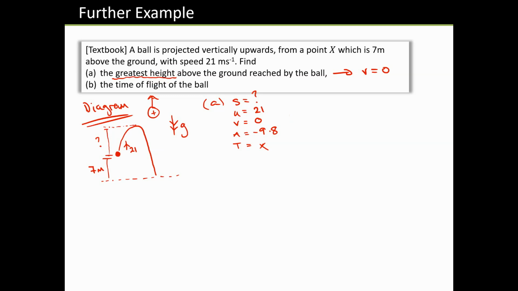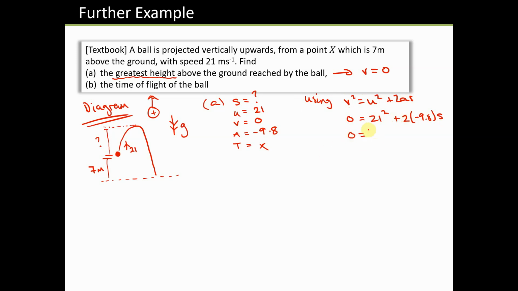You've got to stop to change direction, haven't you? So that's a key bit of information for filling out the value of v. So now we've got this, we're going to see which SUVAT equation we're going to use. That's going to be v squared equals u squared plus 2as. V squared is 0, u squared is 21 squared, and plus 2 times a times s.